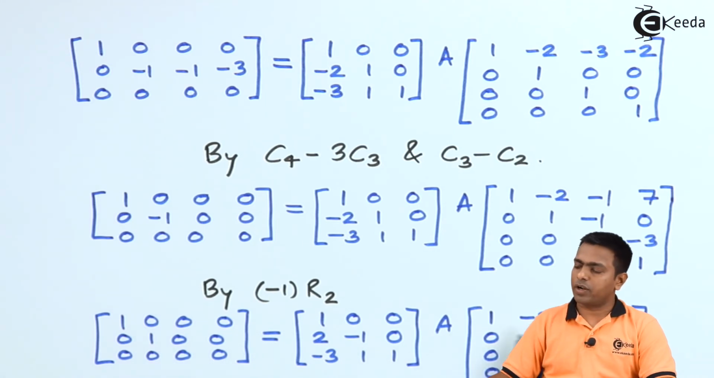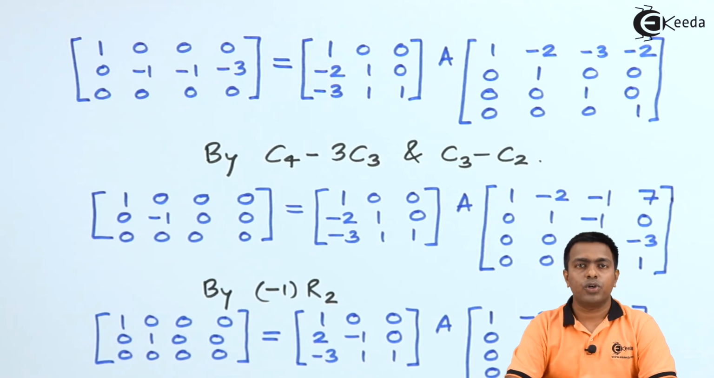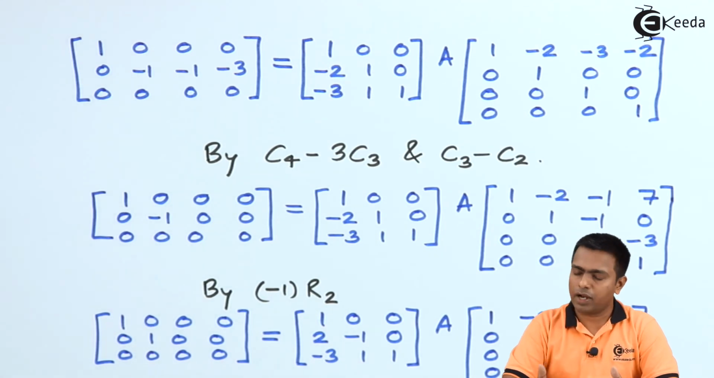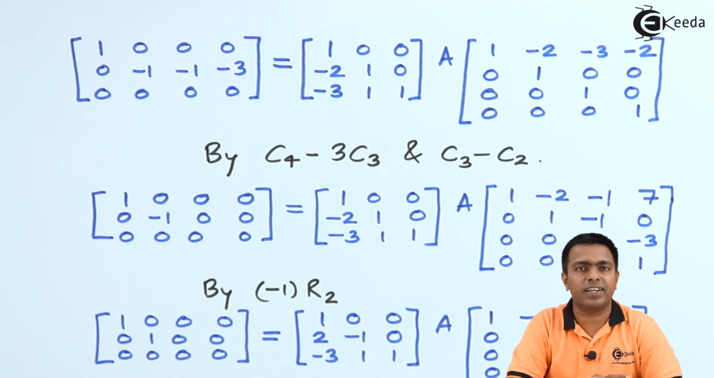Also, we have converted this in a PAQ form. So this matrix denotes P and this matrix denotes Q. So as asked in the question, we have got the value of P and Q and we got the rank of the given matrix. So I'm sure you understood the explanation.